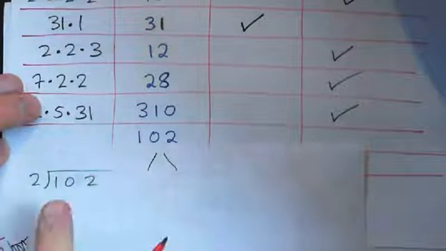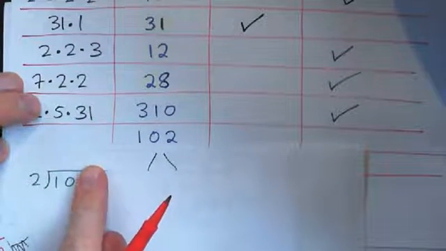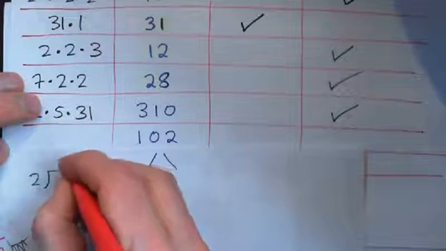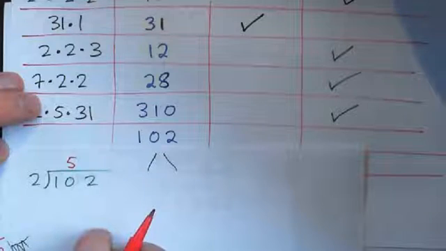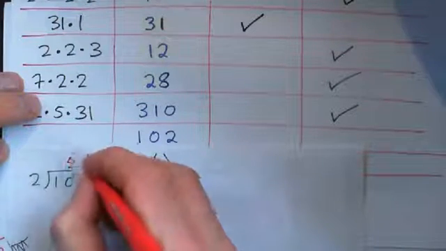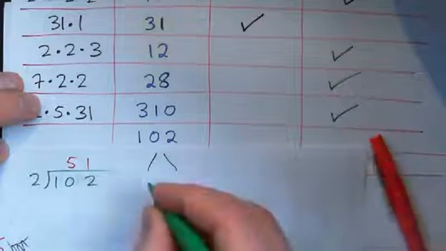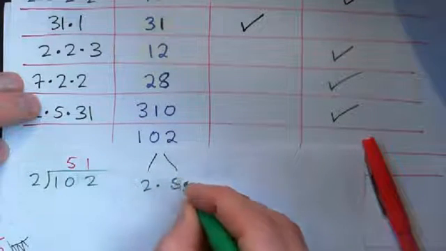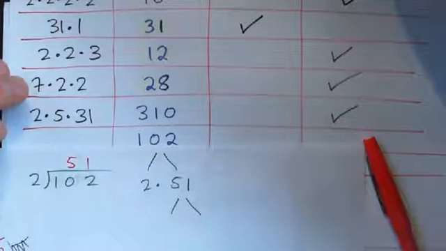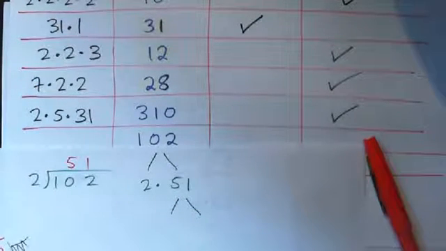So let's see. 2 into 1 won't go. 2 into 10 though. 2 into 10 is 5 times, isn't it? And then 2 into 2 goes once. So we've got 2 times 51. Now can you split 51 up? You might think no, but the answer is that you can split that up. It is a composite number.